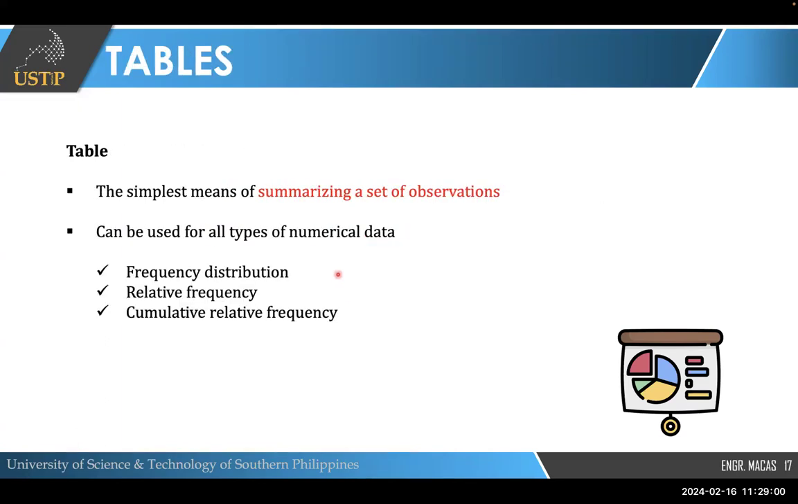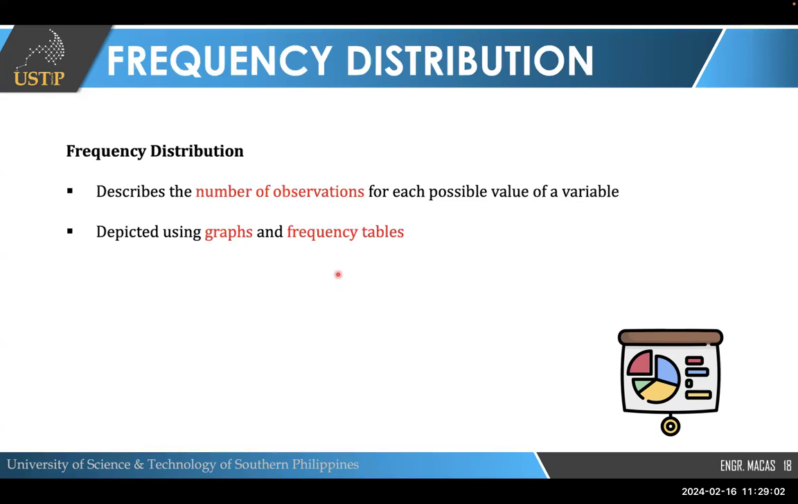Before we go to the example, this is called a frequency distribution. From the word frequency, class, how frequent, how many times it occurred. Frequency distribution describes the number of observations for each possible value of a variable. For example, you've created an interval, you've decided what interval you will use on the data you gathered.